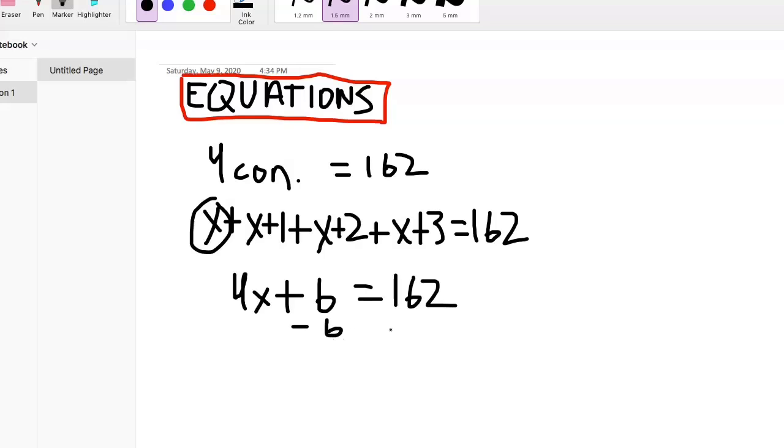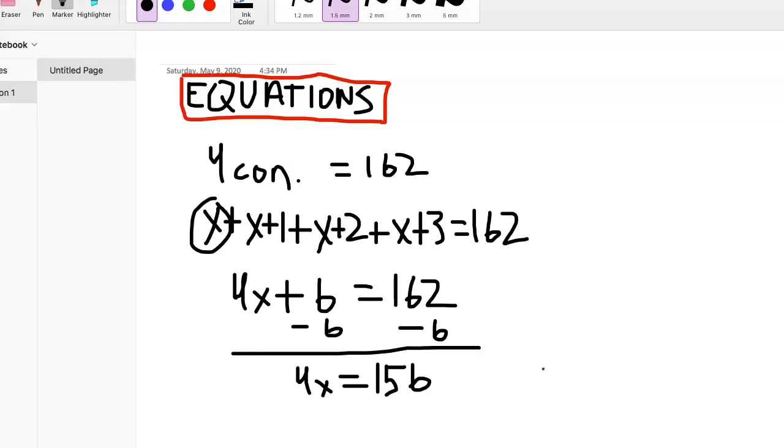Okay, so from here, we subtract 6 from both sides. Remember, we always got to do it to both sides. Okay, and we have 4x equals 156. Okay, so if we divide now from here each side by 4, we end up with x equals 39.